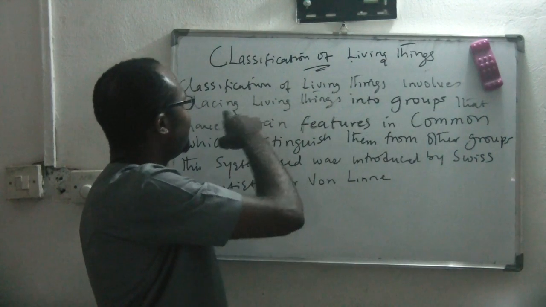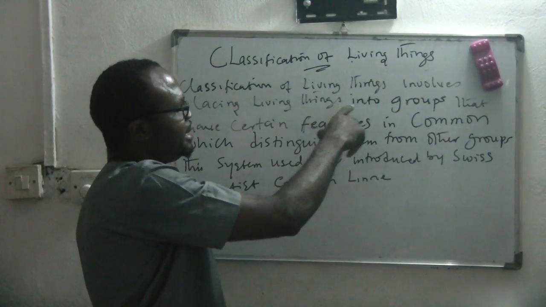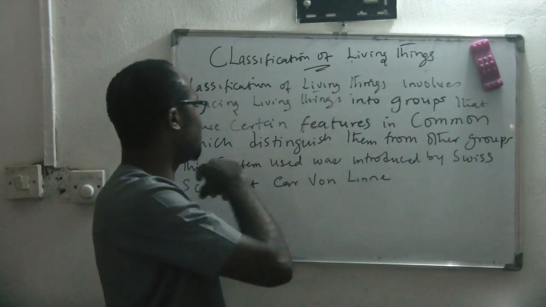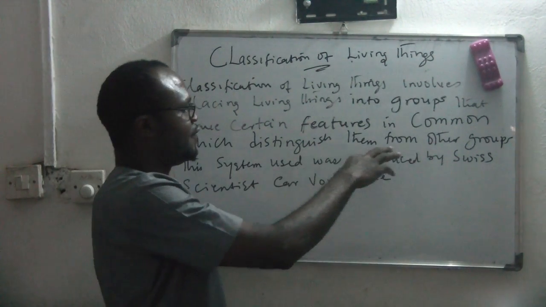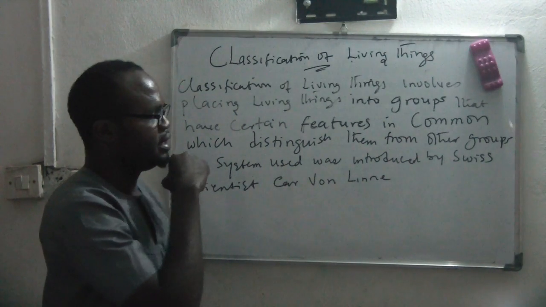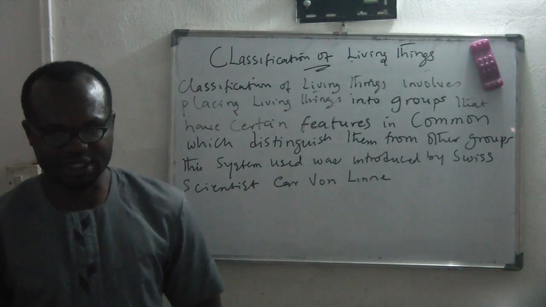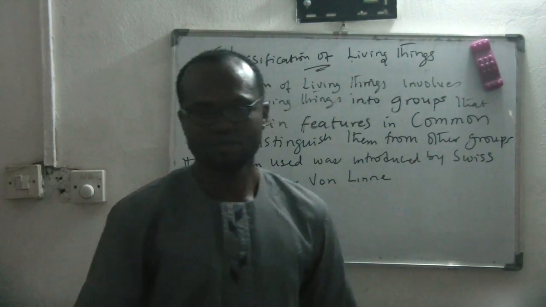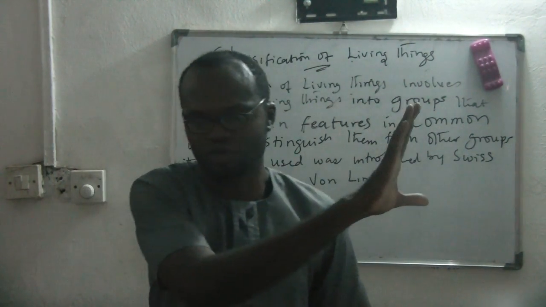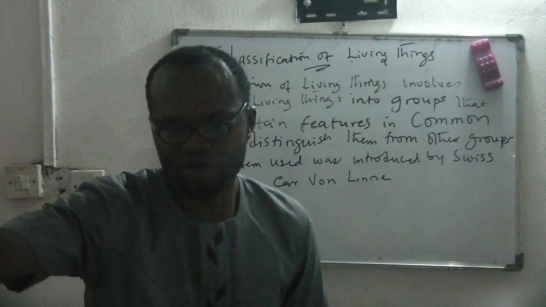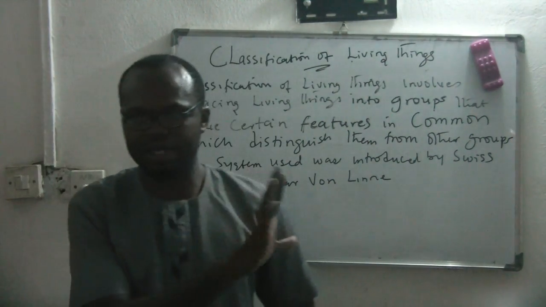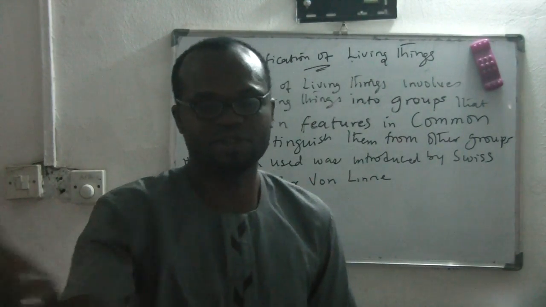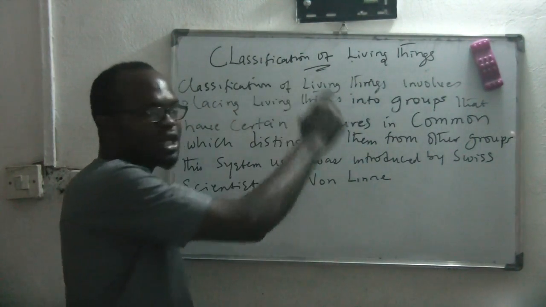Classification of living things involves placing living things into groups that have certain features in common, which distinguish them from other groups. You understand? You put them in groups. Birds are in one group. Fishes are in one group of classification. Human beings are in one group. So when you place them in such groups, then you're doing what we call classification.